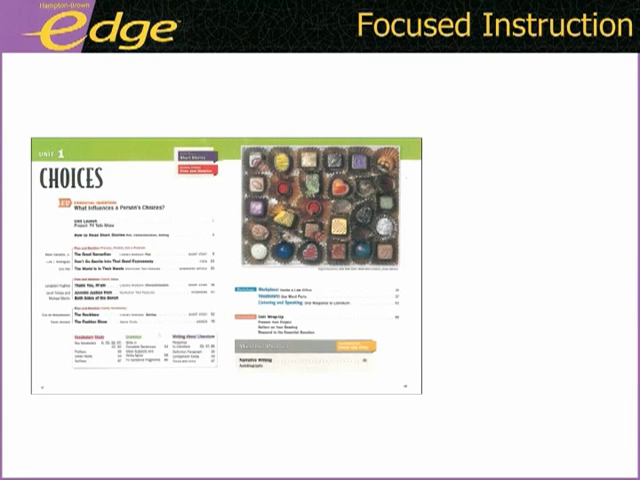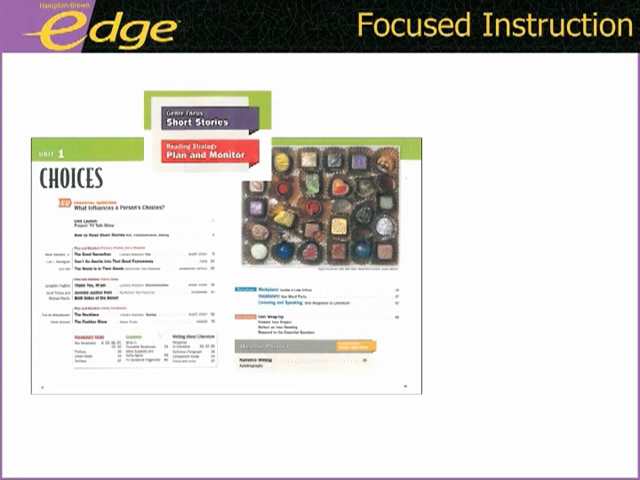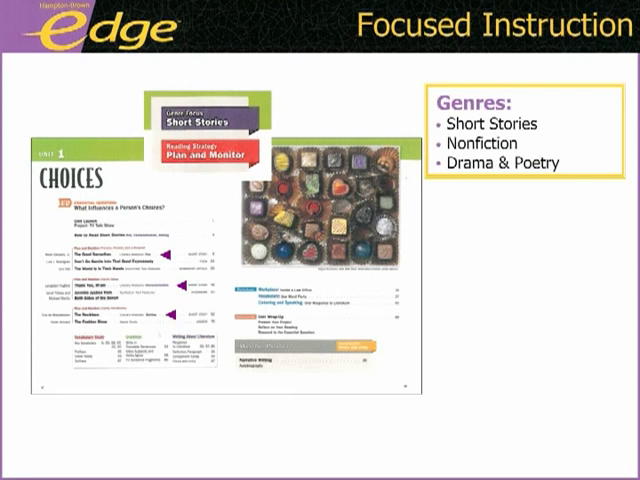In EDGE, the focus and repetition of one reading strategy per unit helps ensure students' mastery, while systematic application across genres promotes strategy transfer. Let's look at this unit as an example. Here, at the top of the table of contents page, you can see the genre focus and reading strategy for this unit. At the fundamentals level, there will be a language development focus rather than a genre focus. A wide variety of genres are covered in EDGE, including short stories, various types of nonfiction, and drama and poetry. Notice the specific genre focus is listed in purple for each cluster.